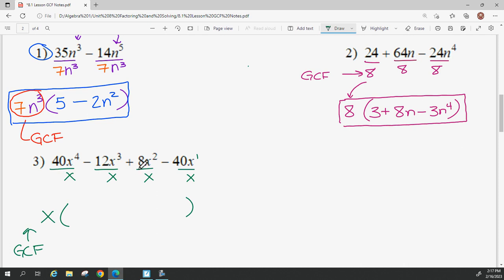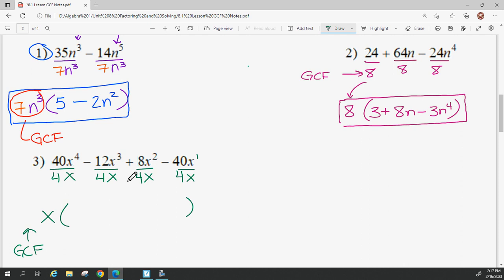Now I need to figure out what is the biggest number I can divide all of these 4 numbers by. I can divide them all by 2. I can do better than that. I can divide them all by 4. I think maybe I can do better than that. Let's see, 40 I can divide by 8. 12, if I divide by 8, I'm going to get a decimal, so that's too big. So my biggest number I can divide all these by is 4.